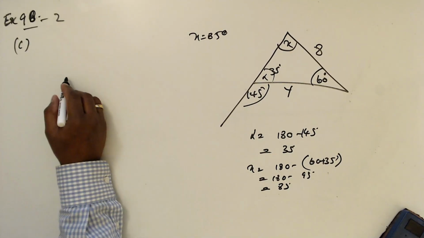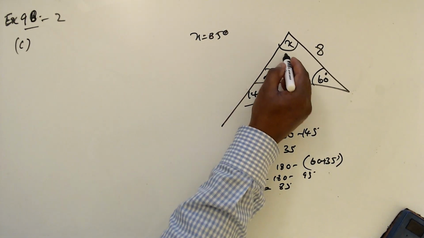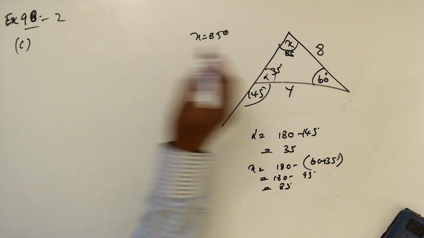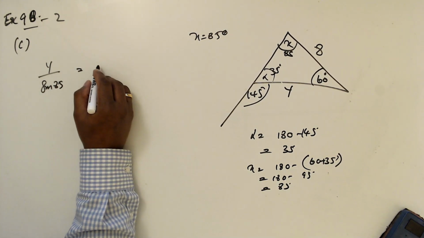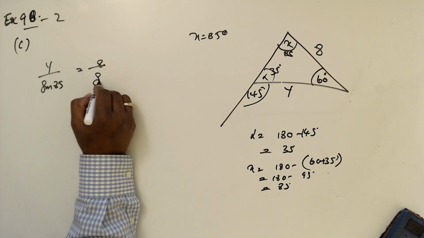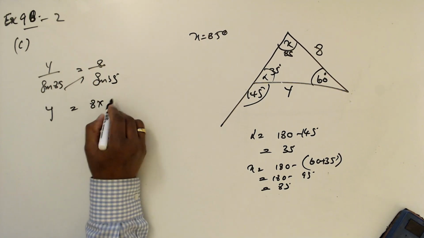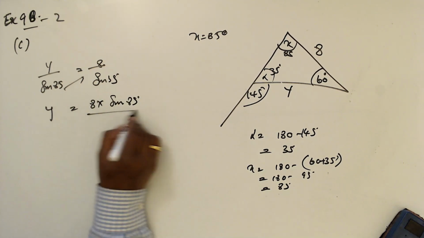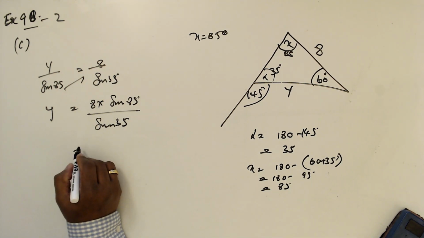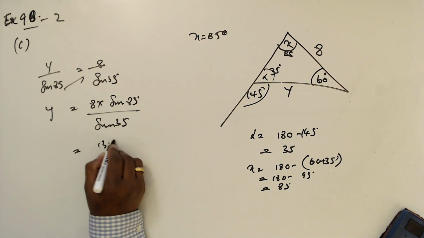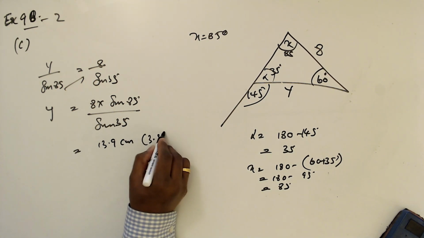Now we want to find y. From the sine rule, y over sine 85 equals 8 over sine 35. Cross multiply: y equals 8 times sine 85 divided by sine 35, which is 13.9 centimeters to 3 SF.